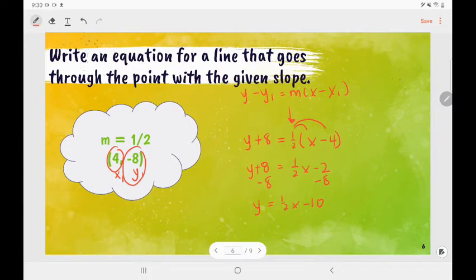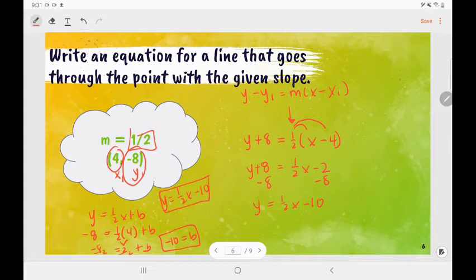And just to demonstrate that b method one more time, that's going to look like y equals 1/2 x plus b. Because I don't know what my y-intercept is, I would plug in my x and y values. -8 is equal to 1/2, I keep the slope the same, 4 plus b, and solve. 1/2 times 4 is 2, plus b equals -8, and to solve I would minus 2 from both sides. -8 minus 2 is -10. There's my y-intercept. My slope is 1/2. y equals 1/2 x minus 10. Again, choose which method you like.